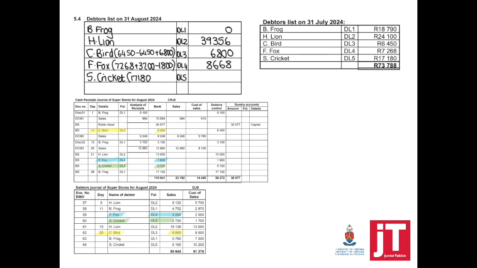The same happens with Cricket. From the cash receipts journal, we minus. From the debtors journal, we need to add it, and we calculate the new balance. Now, this total, this balance, must be the same as the balance in the debtors control in the general ledger. If it's not the same, it means that you've made a mistake.